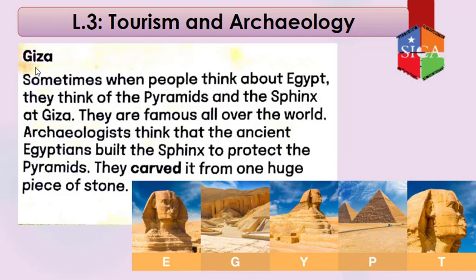Of course, Giza is one of these sites. Sometimes, when people think about Egypt, they think of pyramids and the Sphinx. This is the Sphinx, okay? At Giza. They are famous all over the world. Archaeologists think that the ancient Egyptians built the Sphinx to protect the pyramids. Okay, these are their thoughts about the Sphinx. They carved it from one huge piece of stone. So, this Sphinx, this large monument or large statue, was one huge stone.